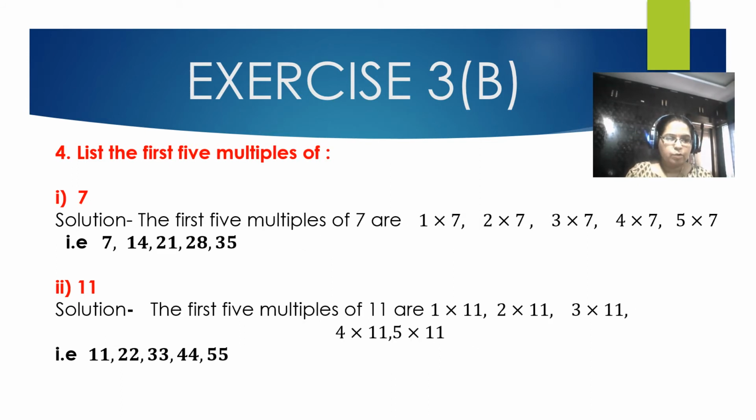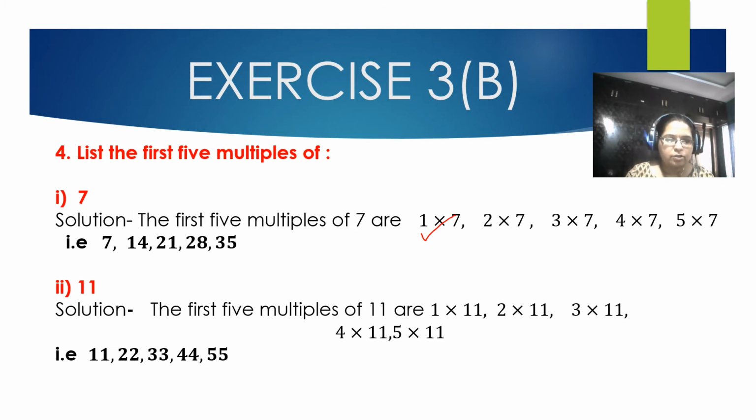Now we solve question number 4. Question number 4 is: list the first 5 multiples of 7. The multiples of 7 are 1 multiplied with 7, 2 multiplied with 7. Multiply 7 with all the natural numbers 1, 2, 3, 4, 5, 6, 7, 8. Any number we multiply with 7, the numbers that we get are the multiples of that number.